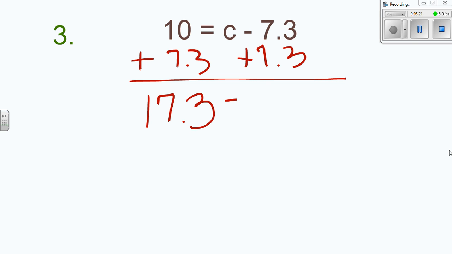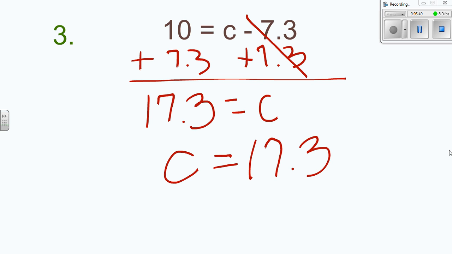I'm going to bring down my equal sign. And then I've got C, and then with that C, our minus 7.3 and our plus 7.3 cancel each other out, so we're just left with that C on the right-hand side. Now, if you don't like how this looks, you can always rewrite it so that C is on the left and you have 17.3 on the right. Whichever way works for you and helps you sleep at night, do that way. And again, it's still considered to be the right answer, whichever way you decide to write it. But we typically see it this way.